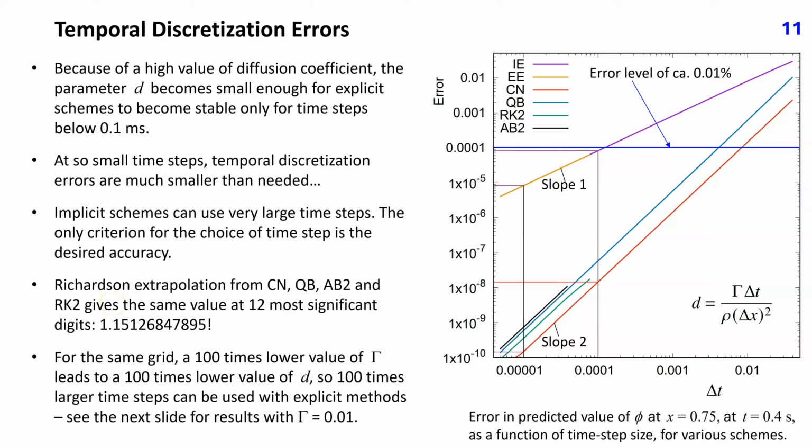Temporal discretization errors for each scheme and time step are determined by subtracting the computed value from this estimate of the exact value. This figure shows the absolute errors for all first and second-order methods tested. Errors could not be reliably estimated for fourth-order methods because of interference with round-off errors.